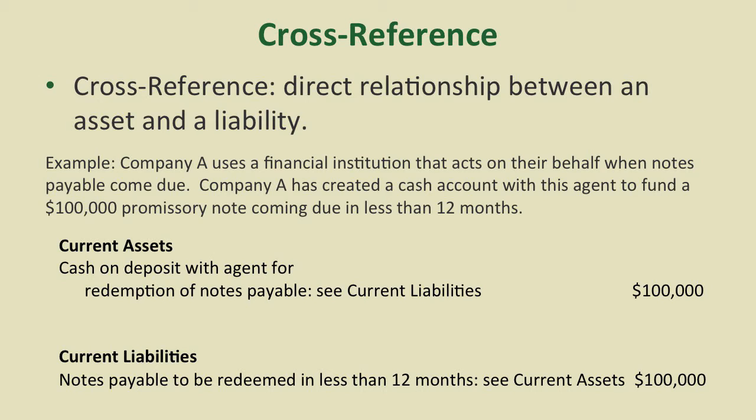So there's a direct relationship between their current asset and their current liability, and particularly this part of $100,000 in the cash and this $100,000 of the notes. So there's a direct relationship between these two accounts. So they actually use this cross-reference on the body of the balance sheet to tell you that there's a direct relationship between these two accounts here.